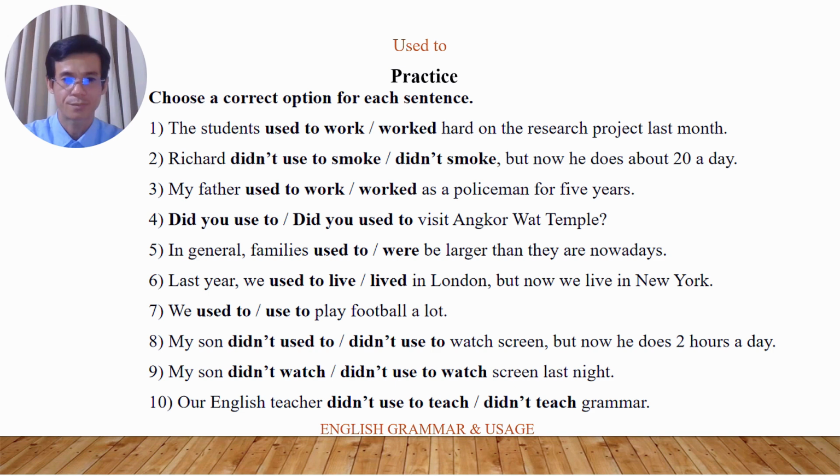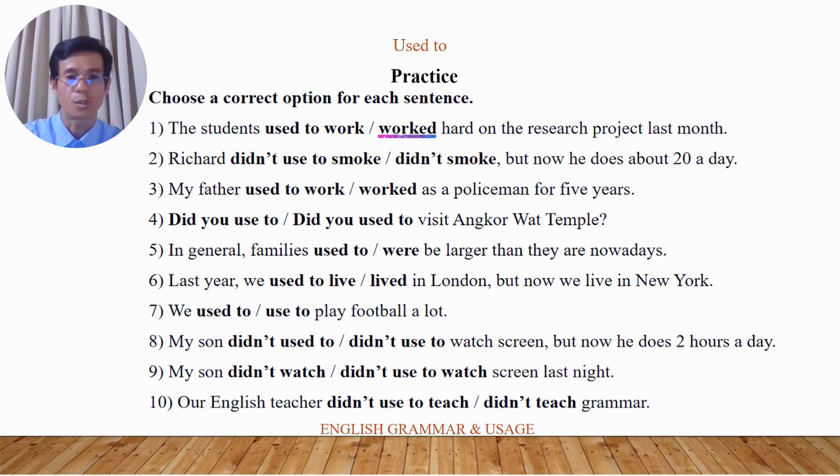Sentence 1. The student used to work, or the student worked hard on the research project last month. So in this sentence, you can see the words last month. It is a specific time. We do not use used to work, but we use worked. We use past simple, not used to.